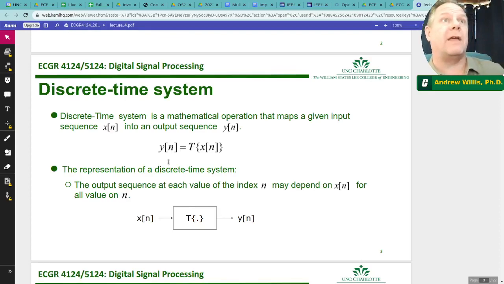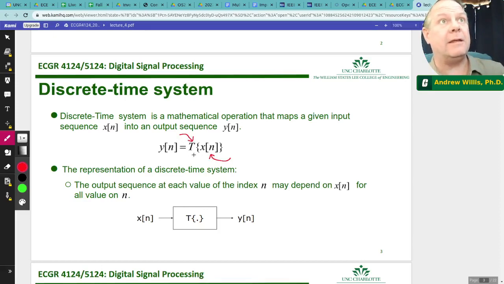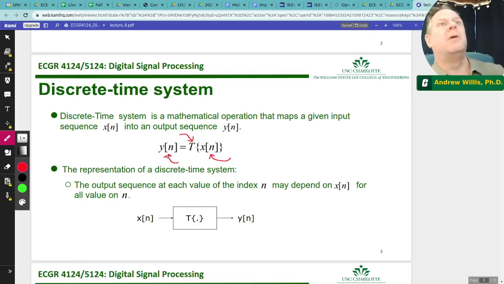A discrete time system can be represented mathematically as a transformation of values. You have input values, there's some operator T that operates on the input values in some mathematical way and then generates the output values. So this is a mathematical representation for a system where T is a mathematical operator. For example, a very specific linear operation is the integral operation, so T might be an integrator.